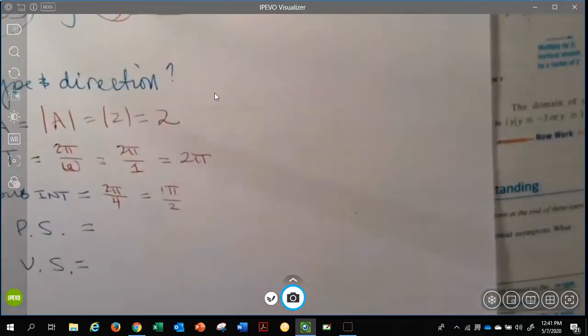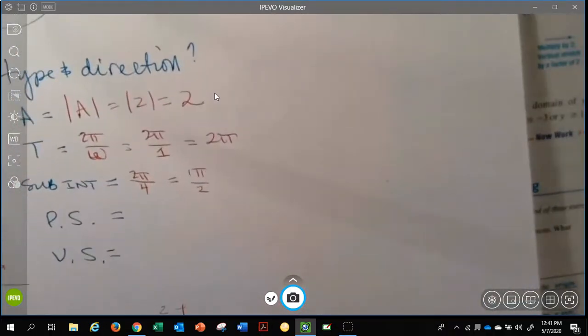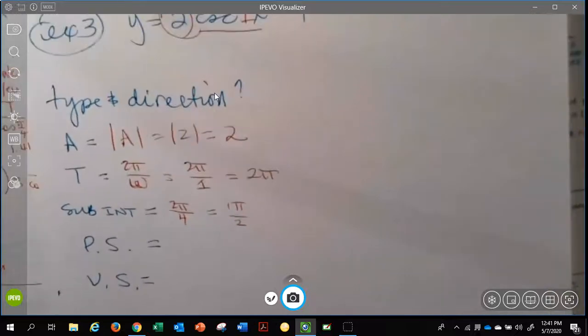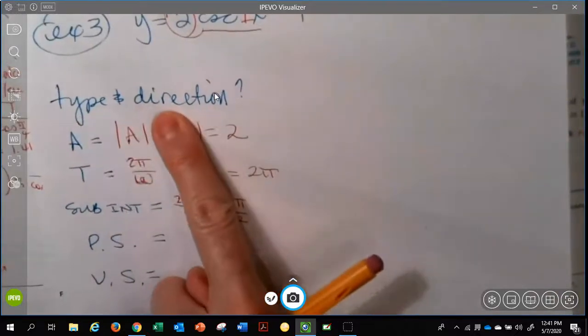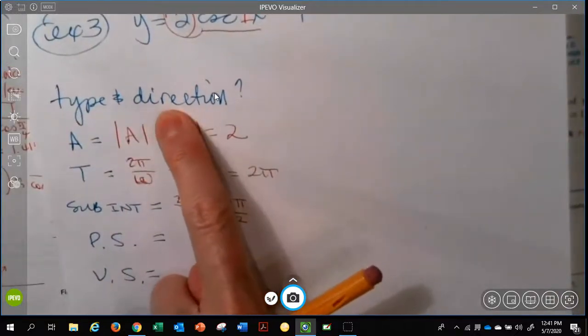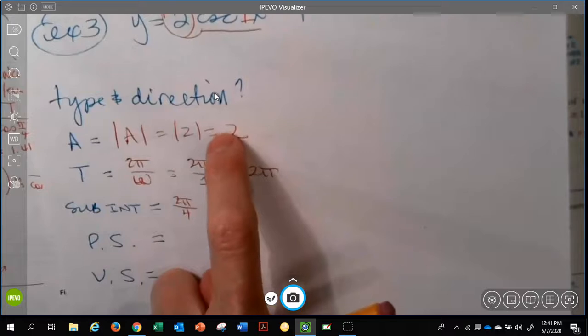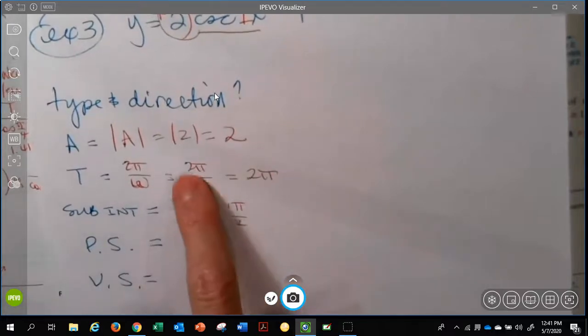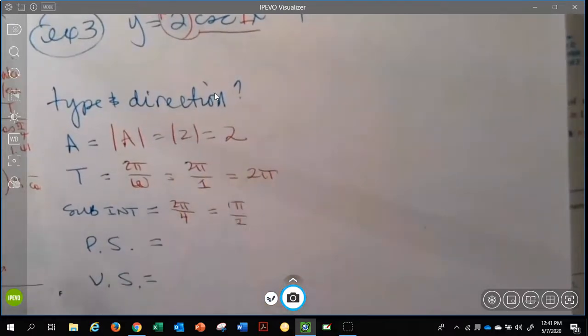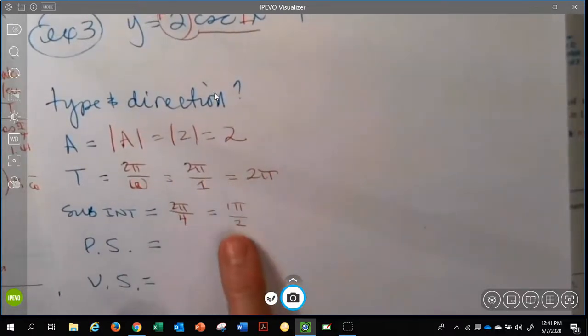So this is shaping up very well. Nothing scary, nothing weird going on here, just very straightforward. But I got to keep in mind that I'm not graphing sine. I'm graphing cosecant. It's normal. It's going to be above 2, below 2, wherever my 0 is. I've got a period. It's repeating every 2 pi, and my subintervals are at every half pi.